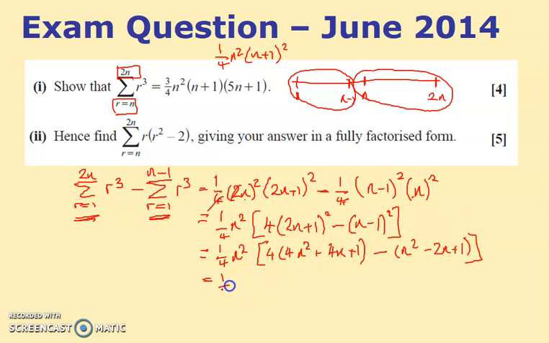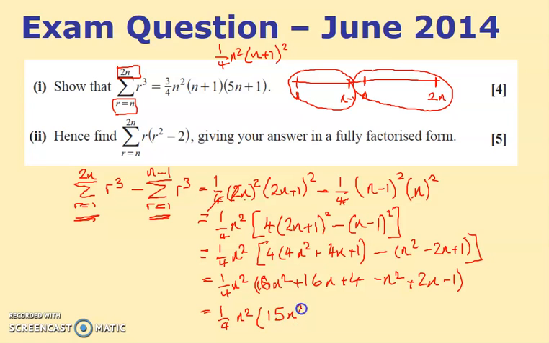Conscious of time here, so it's a quarter n squared. This gives me 16n squared plus 16n plus 4 minus an n squared plus a 2n minus a 1, equals a quarter of n squared. And what I've got, 15n squared, that's those two gone, plus 18n plus 3. And now I've noticed 3 comes out as a common factor, so I reckon 3/4 of n squared, n plus 1, 5n plus 1 is probably very good.